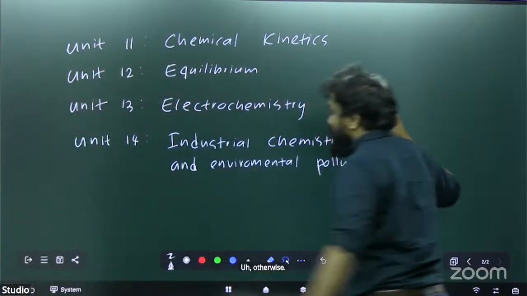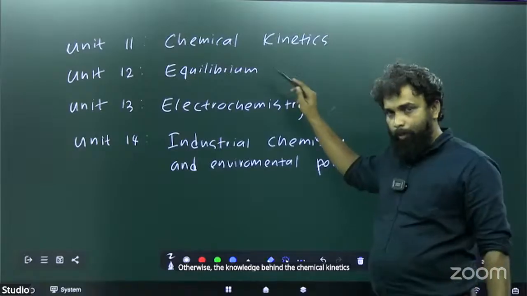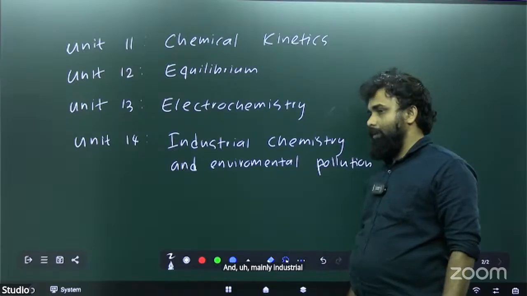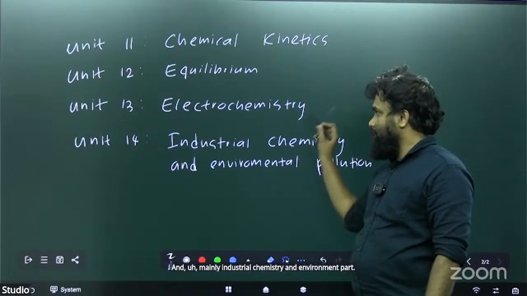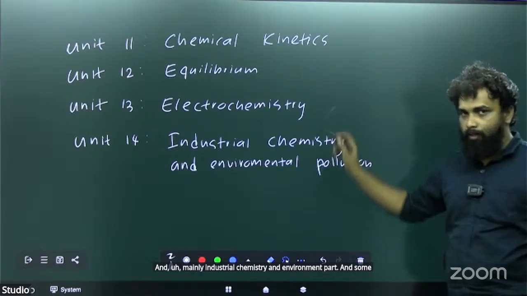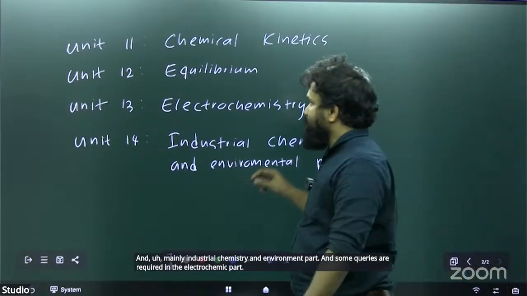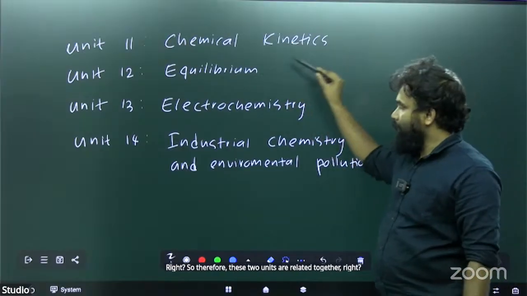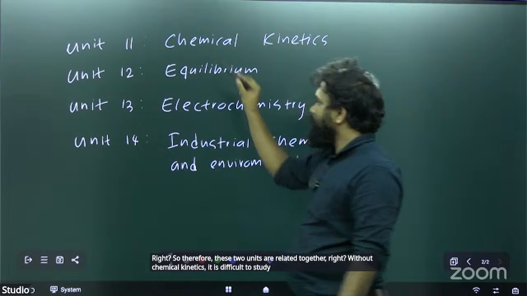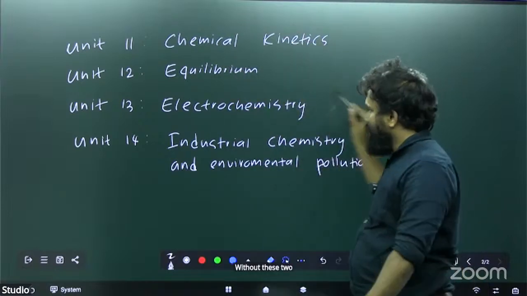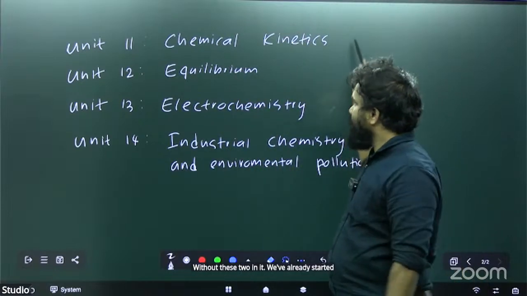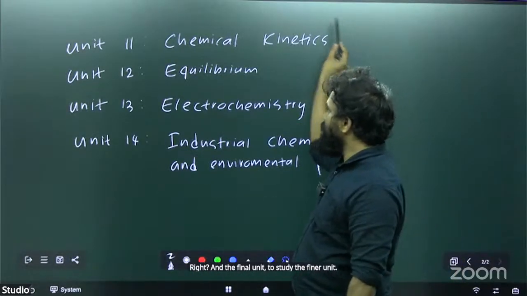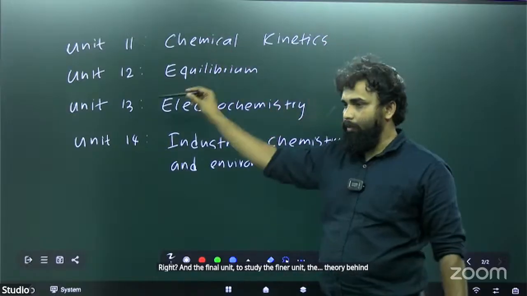The knowledge behind the chemical kinetics unit is required for the equilibrium part and mainly the industrial chemistry and environment part, and some few theories are required in the electrochemistry part. Therefore, these units are related together. Without chemical kinetics, it is difficult to study equilibrium. Without these two units, it is difficult to study electrochemistry. And to study the final unit, the theory behind these three units is required.